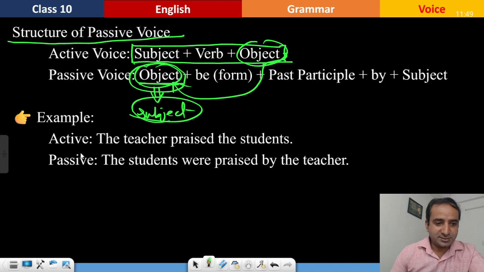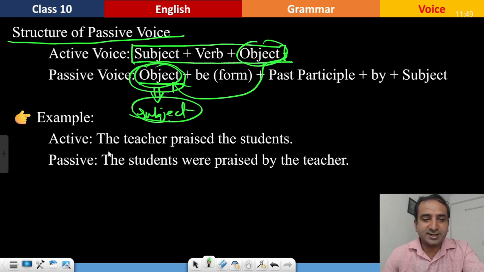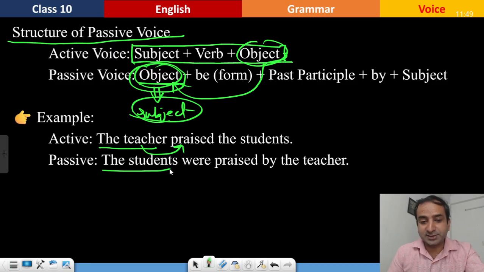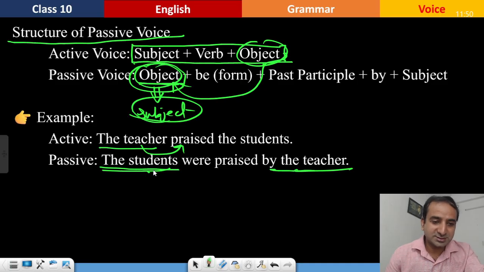Now we have some examples, like: the teacher praised the student. Here, the teacher is doing the action of praising. Now, in the second example, the student is not praising. Students are being praised. Means they are the receivers of the action. They are not the doer. Who is the doer? The doer is the teacher. So both sentences have the same meaning, but here in the second sentence, the students are being focused. Not the teacher. Who praised is not important, but we are talking about students. So students are being praised in the second sentence.